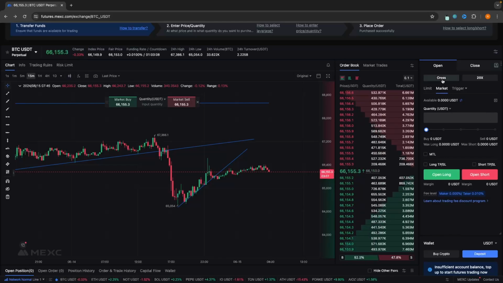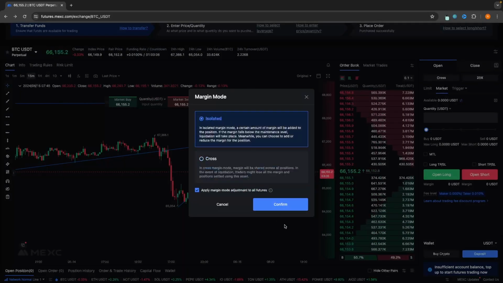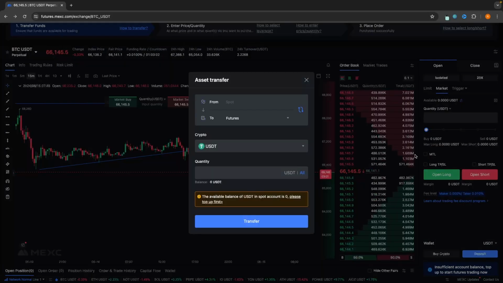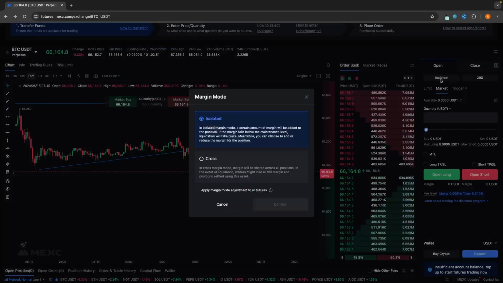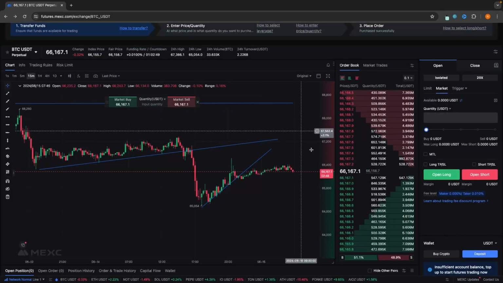So the best way that I like to play this is the isolated margin area. This way, I know what I'm set to lose. I know that I can lose my $1,000 and I'm happy with that. I just don't want my entire account to be liquidated. So that is the difference between isolated and cross margin.